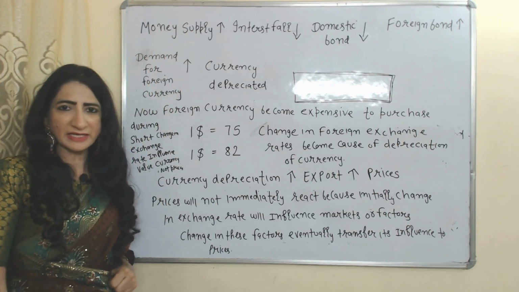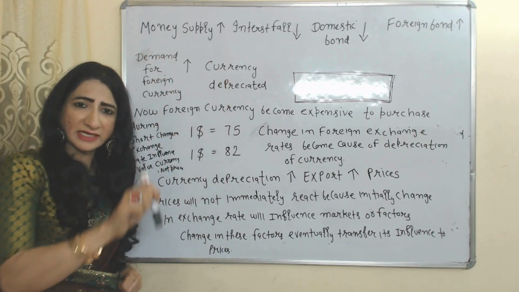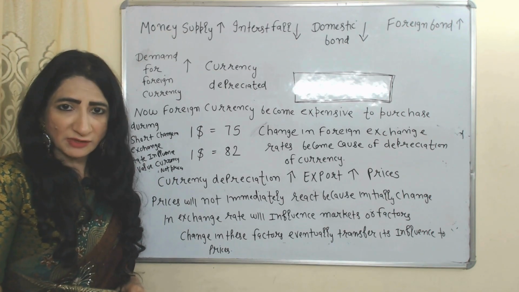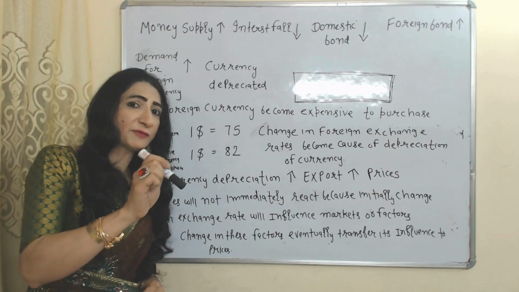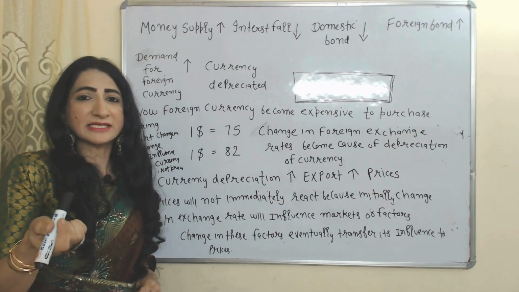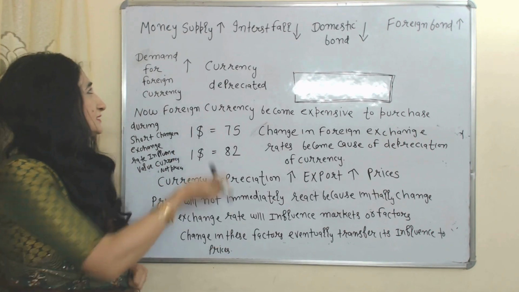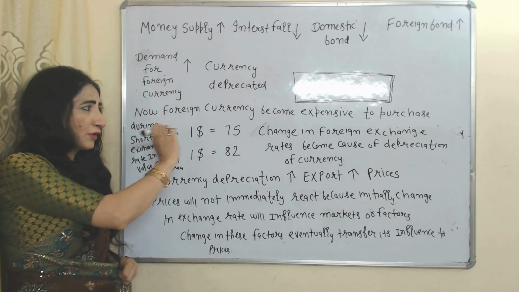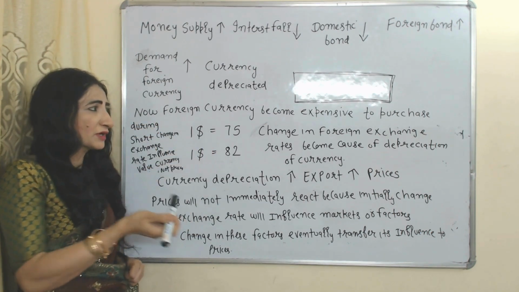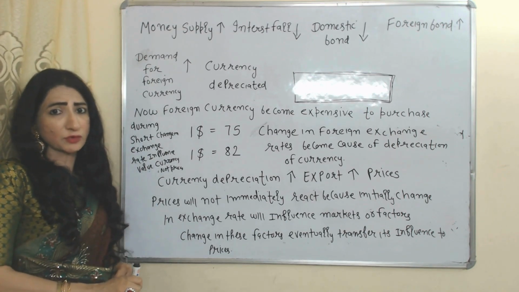Suppose money supply increases. As money supply increases, interest rate falls. When interest rate falls, demand for domestic bonds falls, but demand for foreign bonds increases. As demand for foreign bonds increases, that means demand for foreign currency increases. As demand for foreign currency increases, foreign currency becomes very expensive to purchase.